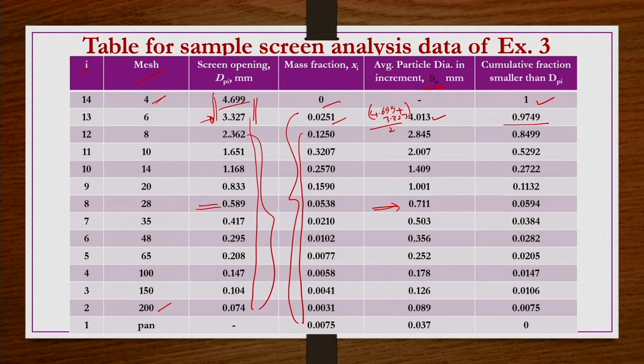Likewise, what is the fraction of material smaller than dpi 2.362? Except these three, all others are smaller than 2.362. So their corresponding mass fractions, 0.3207 plus 0.2570 and so on, down to 0.0075. If you add them together, you get 0.8499. Likewise, we have to construct all of them. This will give you the cumulative fraction smaller than dpi.